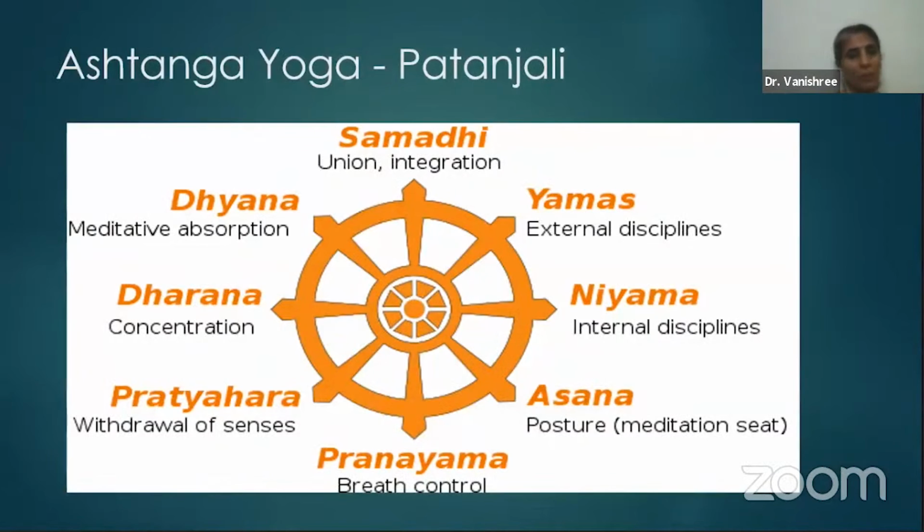We have our Patanjali. He talks about Ashtanga Yoga, the last being Samadhi, but the first and second are Yamas and Niyamas. In Yamas, he tells how we can keep our body pure, and then in Niyamas, how to keep the negative emotions and negative feelings away and keep all the positive thoughts within. So inner discipline is Niyama.